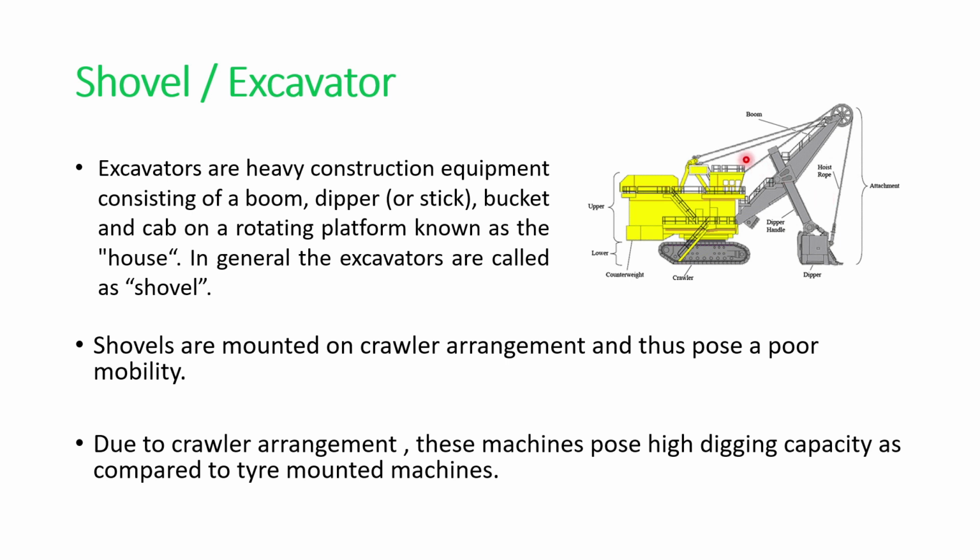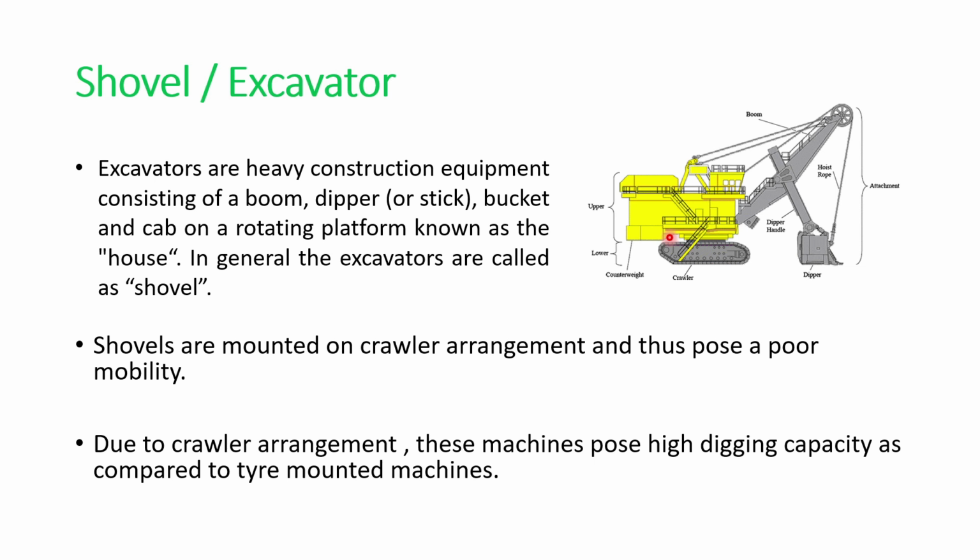This is a rope shovel because all the bucket movement, bucket opening, bucket closing is controlled by this rope. So this is called a rope shovel. Shovels are mounted on crawler arrangement and thus pose poor mobility because this is a chain mounted or the crawler mounted shovel. So it will go at a very low speed.